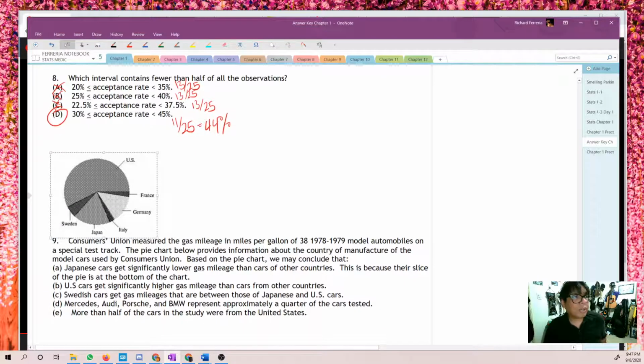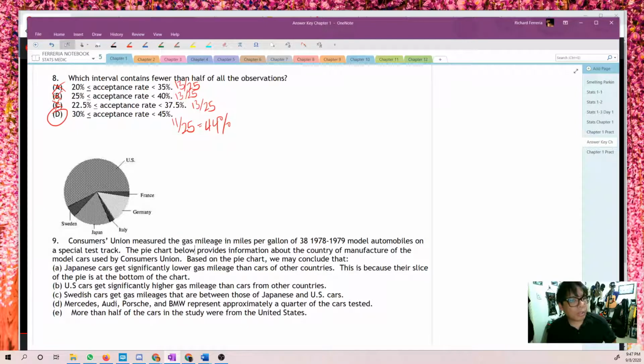So Consumers Union measured the gas mileage in miles per gallon of 38 1978 to 1979 model automobiles on a special test track. The pie chart below, really above, provides information about the country of manufacture of the model cars used by the Consumer Union. So remember, they're telling you where the car was manufactured, not the mileage of the car.